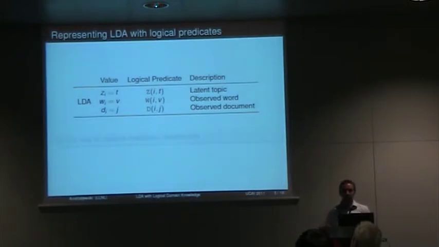So the first thing we need to do is represent the LDA variables in the logical context, which is pretty straightforward. If we say z_i is the topic assignment of the ith word in the corpus, we can make a predicate that says Z(i,t) is true only if z_i equals t. Likewise for word i and document i. So now we have the observed words, the observed documents, and the latent topics represented as logical predicates.